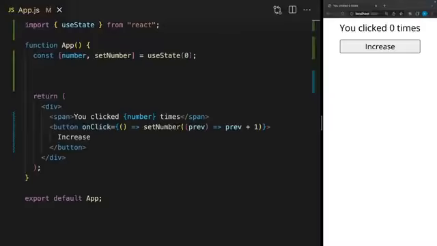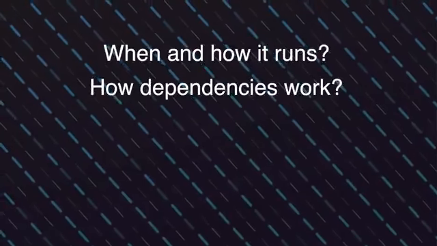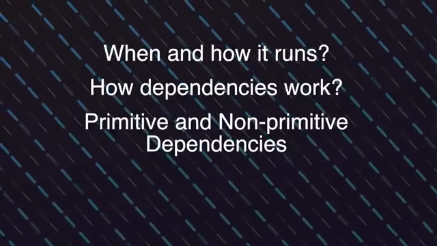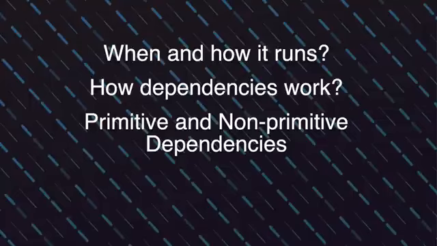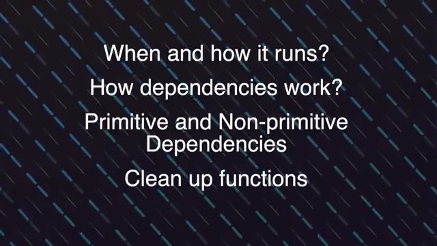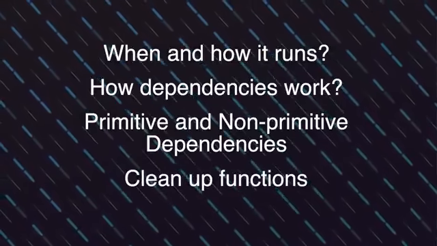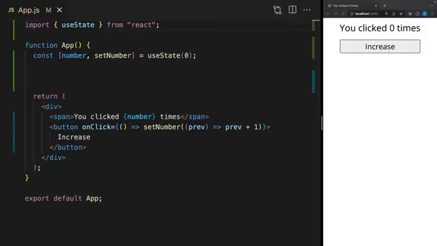Hello friends, let's try to understand useEffect and how it works and talk about the most common useEffect problems. You might think that you know how to use useEffect, but it's really important to understand the main concept of this hook. When does it run? How do dependencies work? What's the difference between primitive and non-primitive dependencies? When should we use a cleanup function? I'm gonna cover all those questions, so don't skip this video.